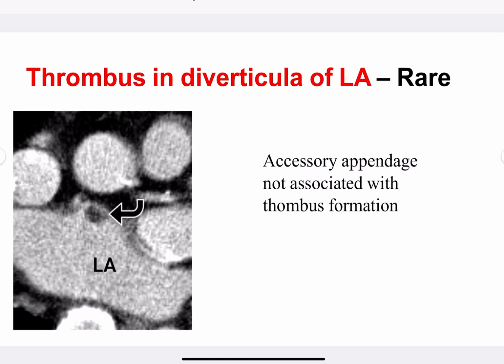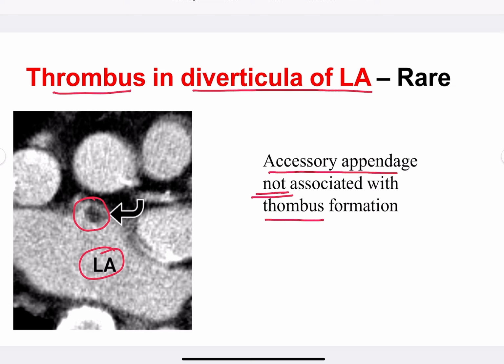Now let us see this example. Here we can see this is the left atrium and there is evidence of a filling defect in the outpouching suggestive of thrombosis. We need to remember that accessory appendages are not associated with thrombus formation, and thrombus can occur in large diverticula of the left atrium, but even that phenomenon is rare. So this was an example of thrombus formation in a diverticulum of the left atrium.